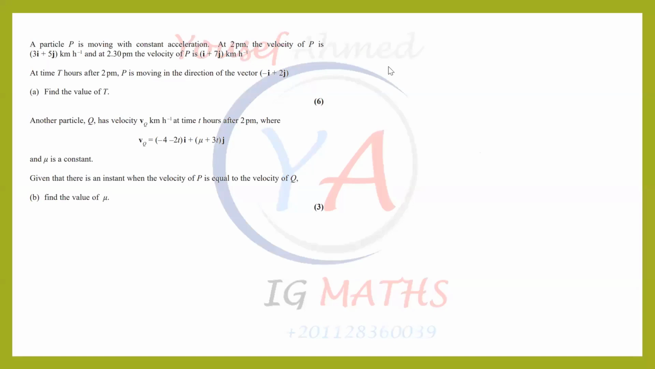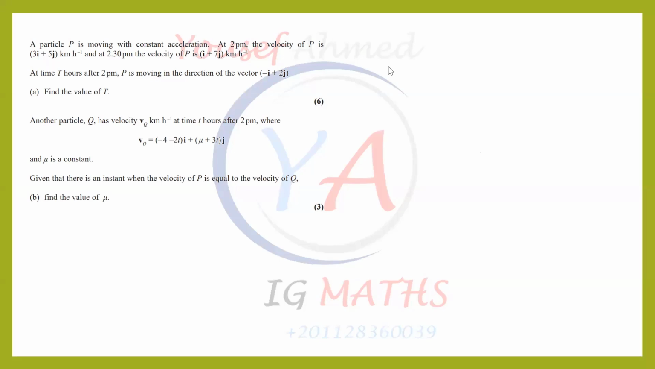Particle P is moving with constant acceleration. At 2 p.m. the velocity of P is 3i plus 5j kilometers per hour, and at 2:30 p.m. the velocity of P is i plus 7j kilometers per hour. At time t hours after 2 p.m., P is moving in the direction of negative i plus 2j. Find the value of t.